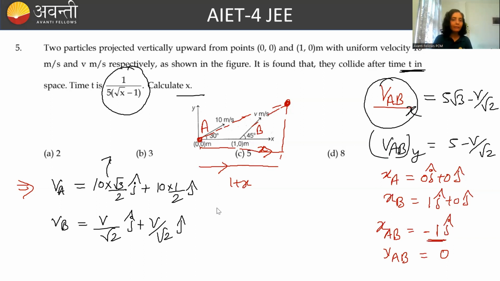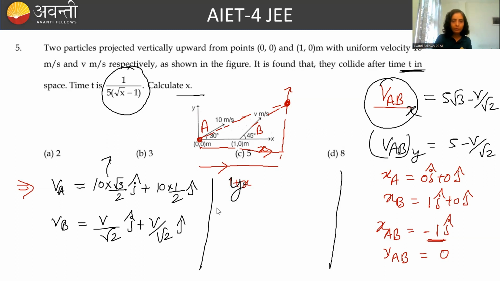And in Y direction, if they are meeting, it means initially they are at 0 Y separation. Finally, also they should be at 0 Y separation because they are meeting. So final Y separation will be what? 0. So Y distance covered by individual A and B bodies will be the same. तो चलो अब इसको solve कर लेते हैं. I hope you people are getting it.